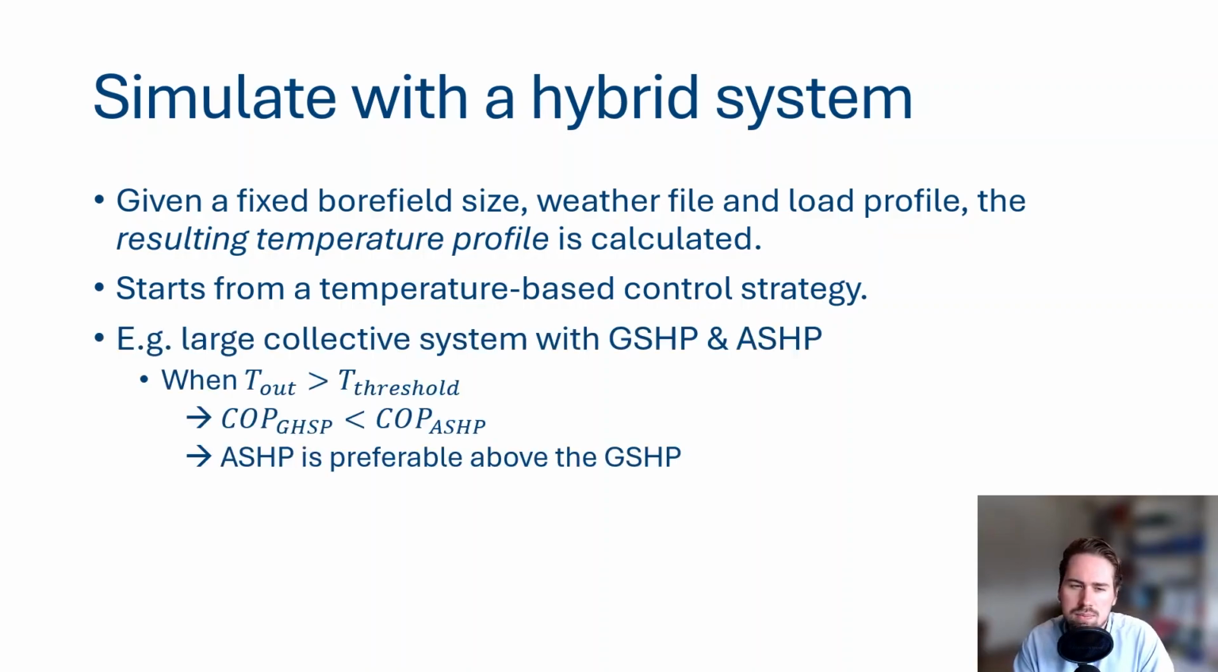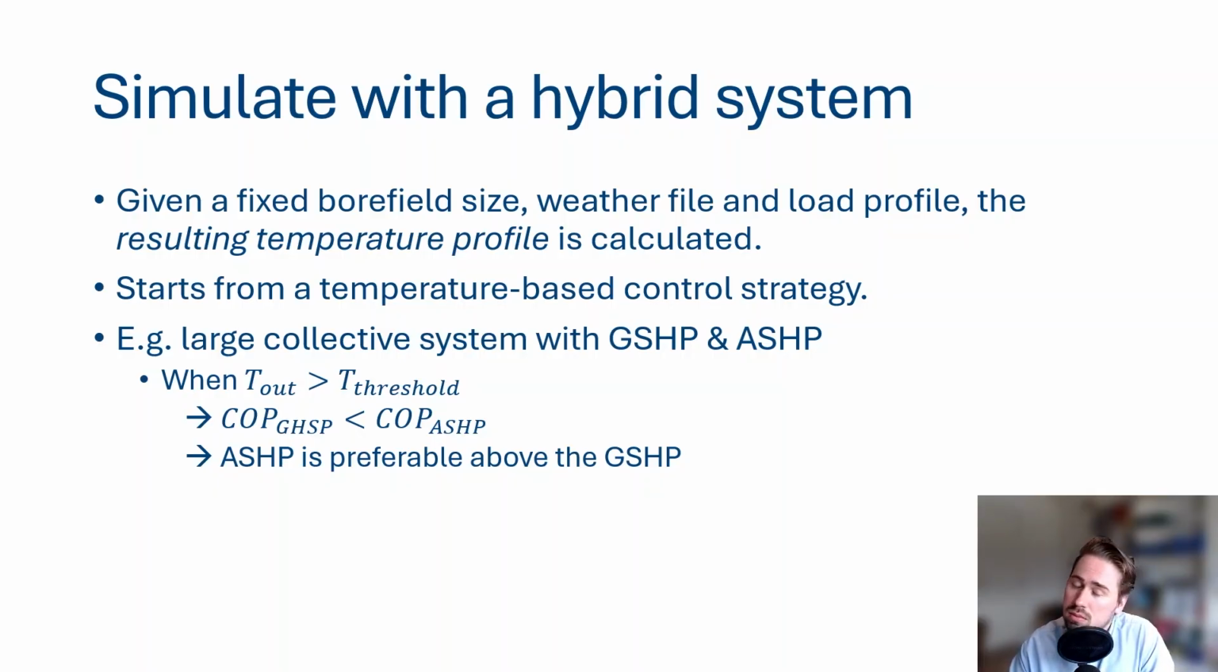Now, to illustrate this, just an example, imagine you have a large collective system, perhaps 5th generation district heating, which has both a ground source and an air source heat pump. Now, we typically know that when the outside temperature is above a certain threshold, typically 10 to 12 degrees Celsius, our air source heat pump will have a better efficiency than our ground source heat pump, due to the fact that our source temperature is different. Now, if our outside temperature is above this threshold, it can be beneficial to use an air source heat pump instead of a ground source heat pump. And that's exactly what you now can simulate.